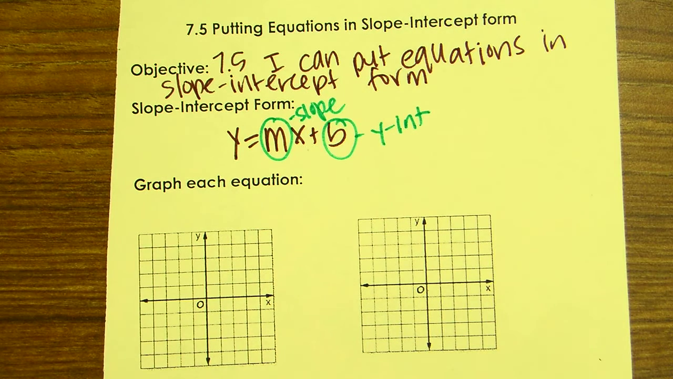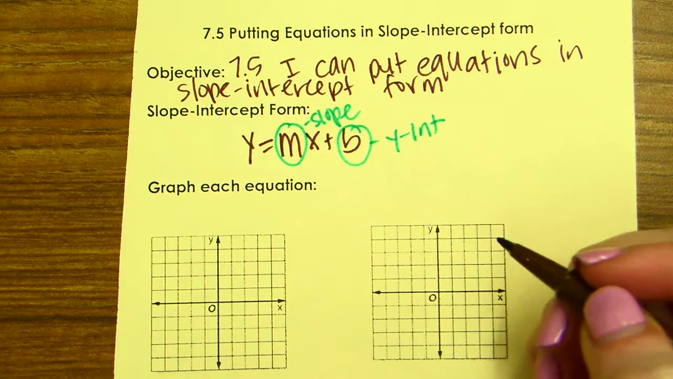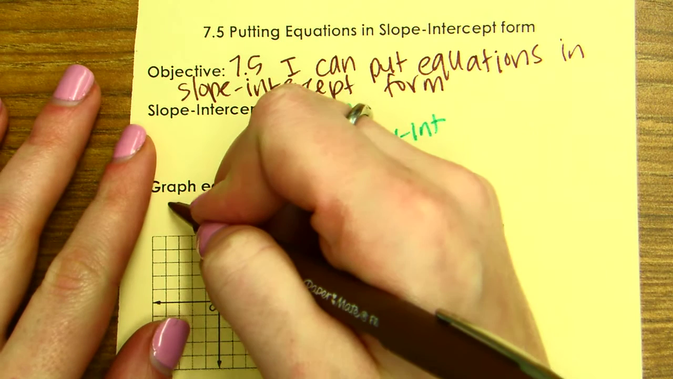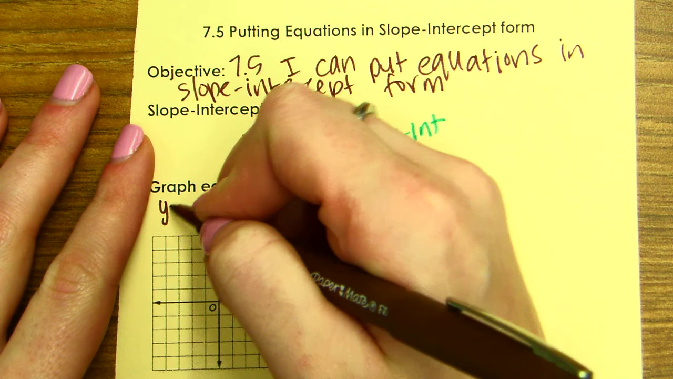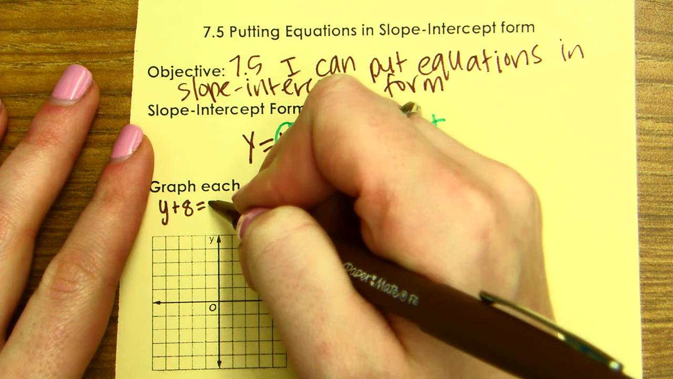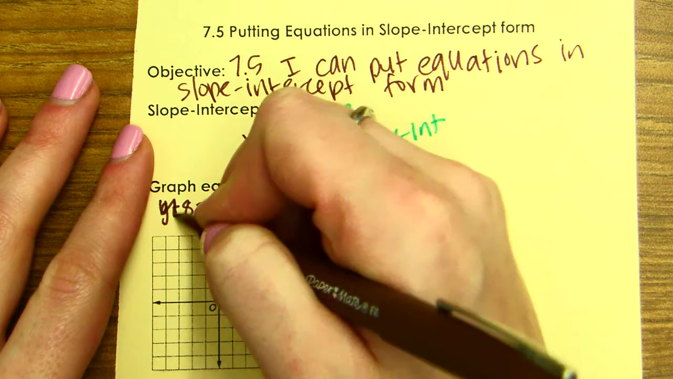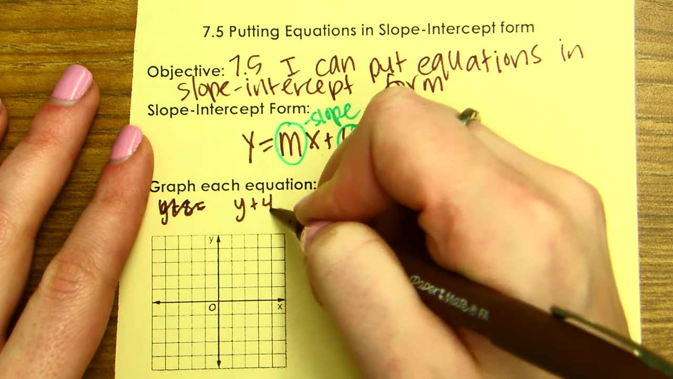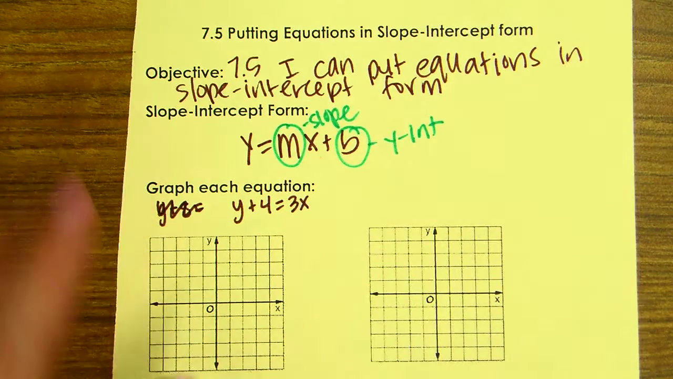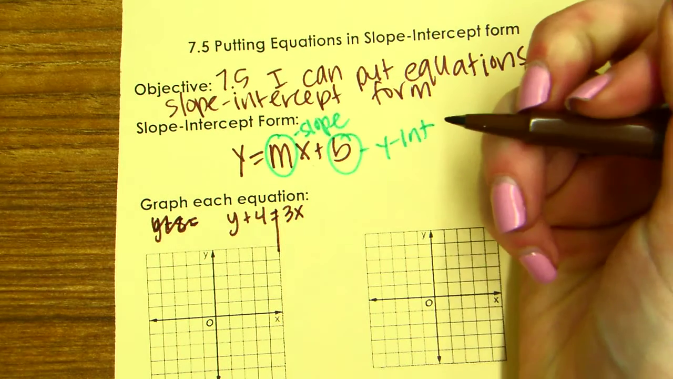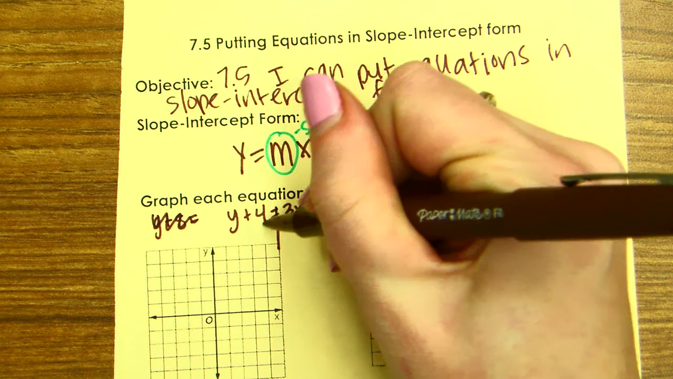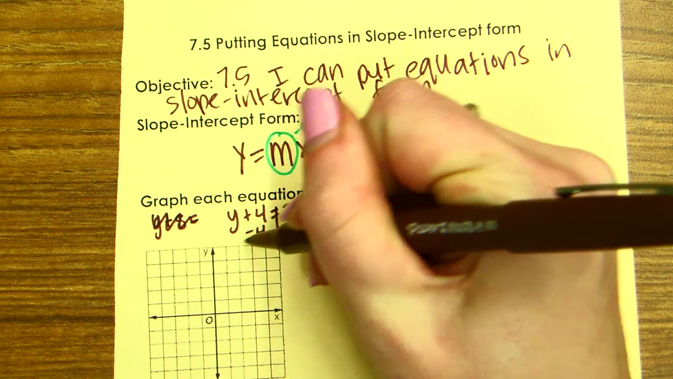So sometimes when you're given an equation, it's close to slope-intercept form, but it's not exactly slope-intercept form. So, like, what if they give you, for an equation, y plus 4 equals 3x. We need the y to be by itself. So I'm going to use what I know about solving equations to get the y by itself. So to undo adding 4, I'll subtract 4 from both sides.